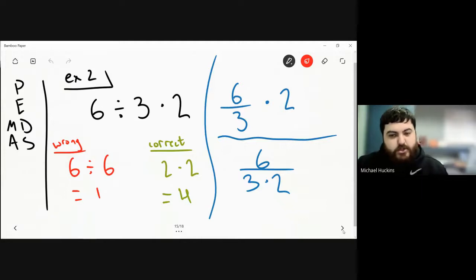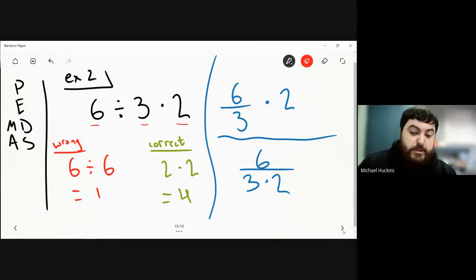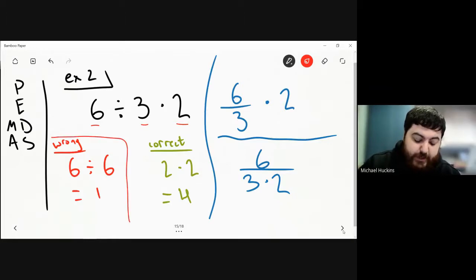If I were to switch around the numbers and the operations, though, it becomes a little bit different. Notice the expression 6 divided by 3 times 2. Now, if I consider multiplication above division, incorrectly so, then I would do 3 times 2 first, and you see on the left here, that's what we get. 3 times 2 is 6, and then I have 6 divided by 6, which is 1.